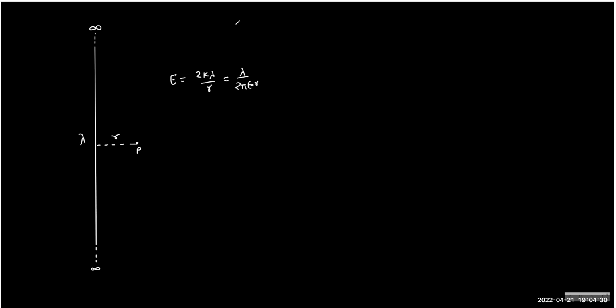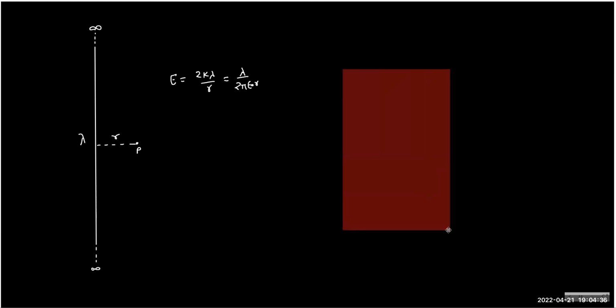Okay. So now imagine if I give you a question like this. Here we have an infinite sheet, infinite lengthwise, but widthwise it is finite. So you can see there's a finite width for the sheet, which is, let's call it b, and the rest it is uniformly charged.